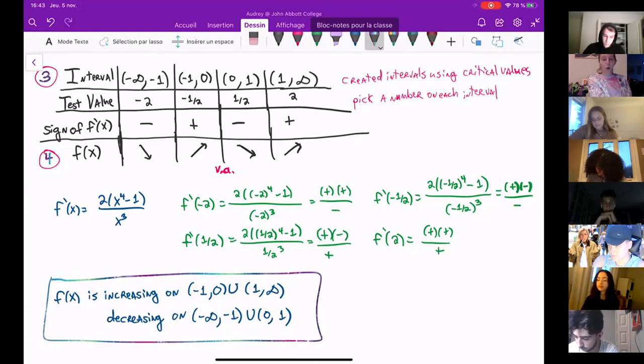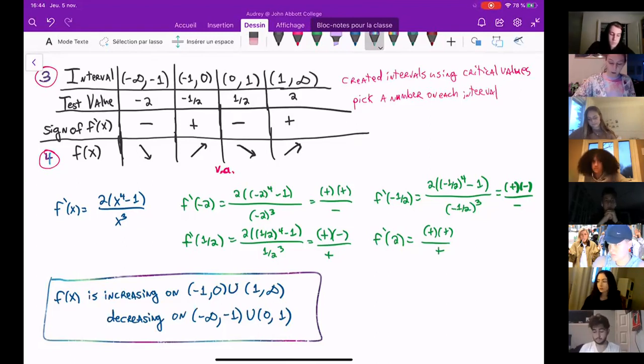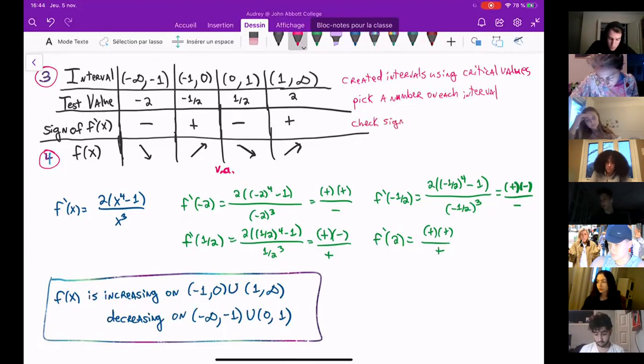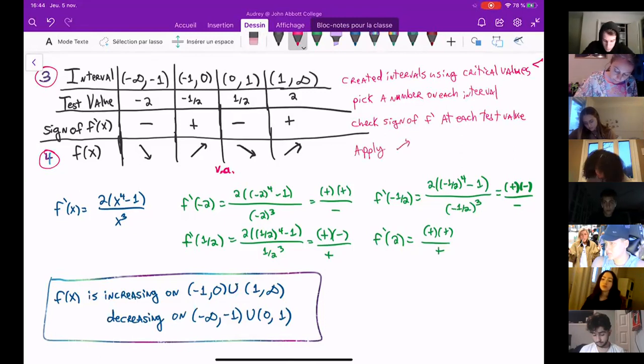Okay, so are there any questions about this problem? Okay, so what David just asked is actually what we're going into next. So actually, I'm going to write another line here. Check sign of f prime at each point, or at each test value rather. And then we apply the increasing decreasing test.